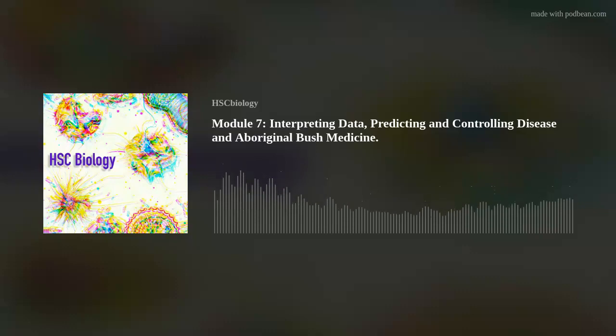So the 4 humours linked to things like the seasons. We had blood, which was spring. We had phlegm, which was like winter. We had black bile, which was autumn. And there was yellow bile, which is summer.